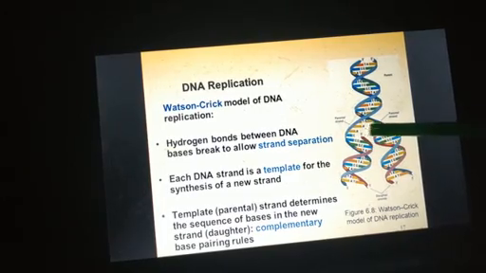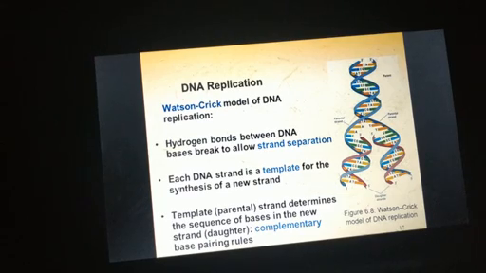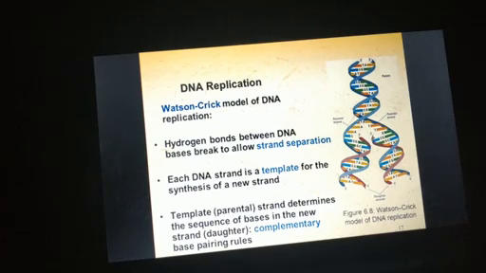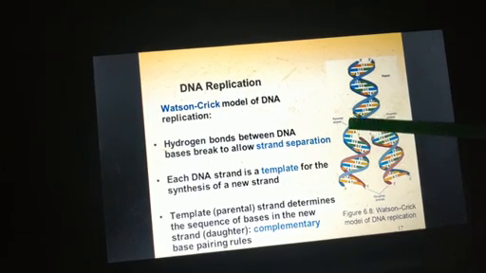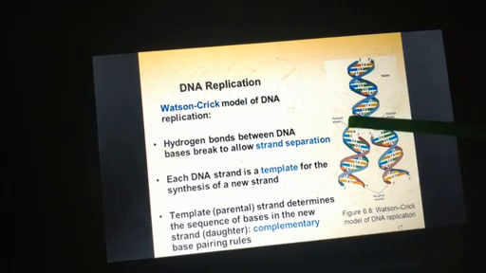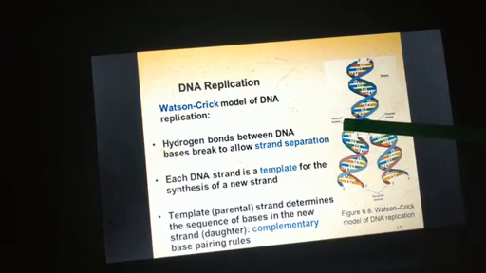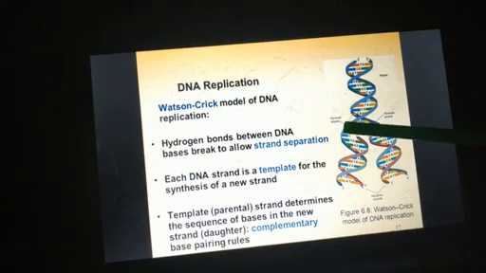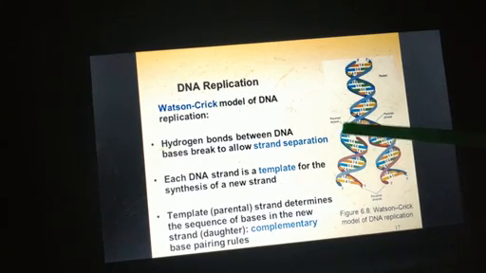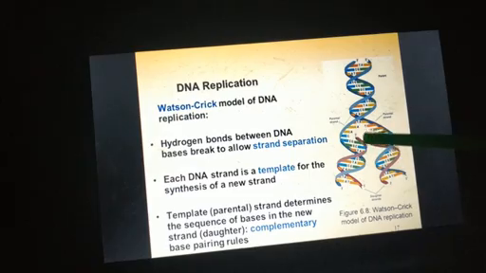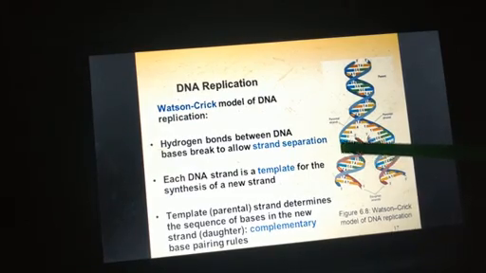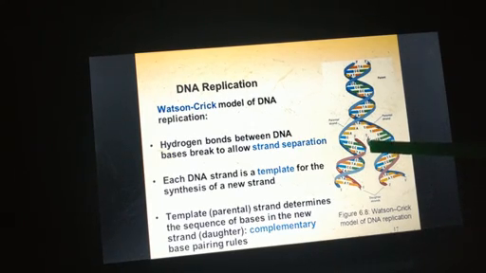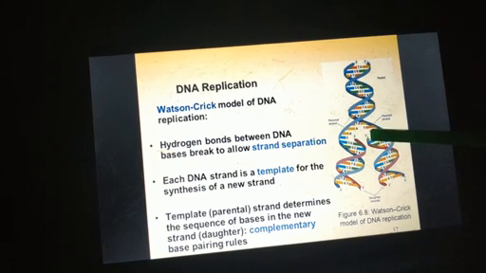These are the parental strands. Now each DNA strand acts as a template for the synthesis of a new strand. The parental strand acts as a template. Here they have used the word template. This parental strand acts as a template for the synthesis of new strands, which will allow the synthesis of these new strands. This one is a new strand. Here also this one is new.